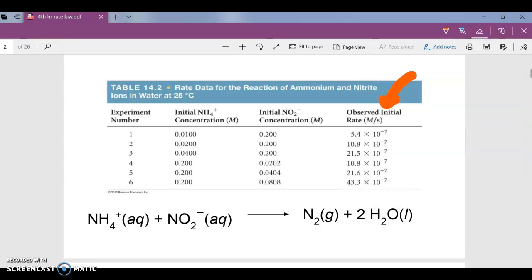And now what I want to talk about is how do we know when you double a concentration it might double the rate, or would it triple the rate, or would it not even change the rate at all? That's kind of what a rate law will tell us. So let's take a look at the data here.